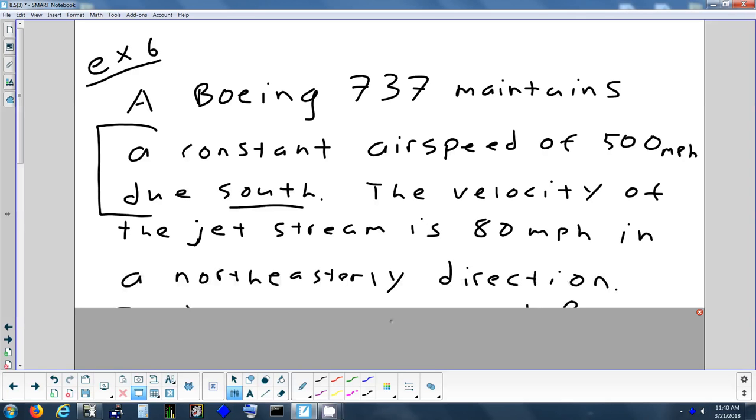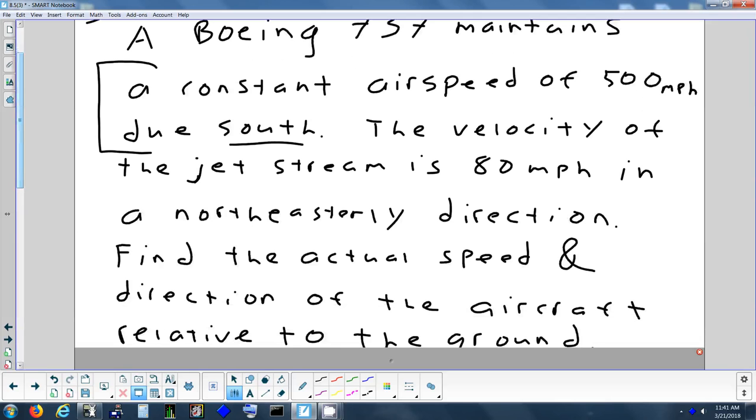The jet stream, the wind, is blowing 80 miles per hour exactly north and east. So it's exactly halfway between north and east. The question is, find out how fast the plane is actually going, and then tell me the direction the plane is going to be going. If you combine the two together, the plane wants to go south, the wind is going to blow, so maybe it's going to blow it off track a little bit.